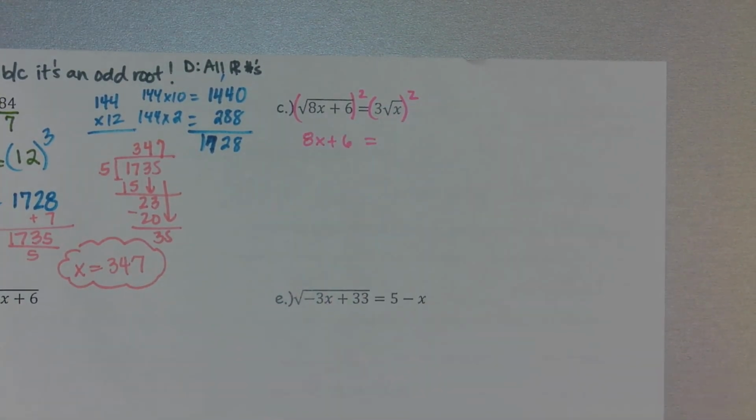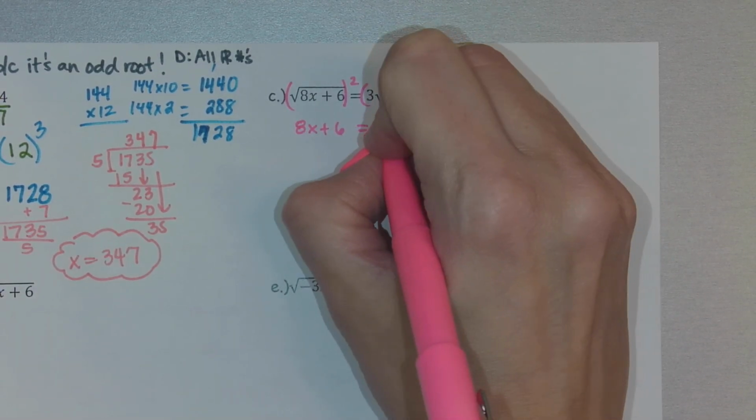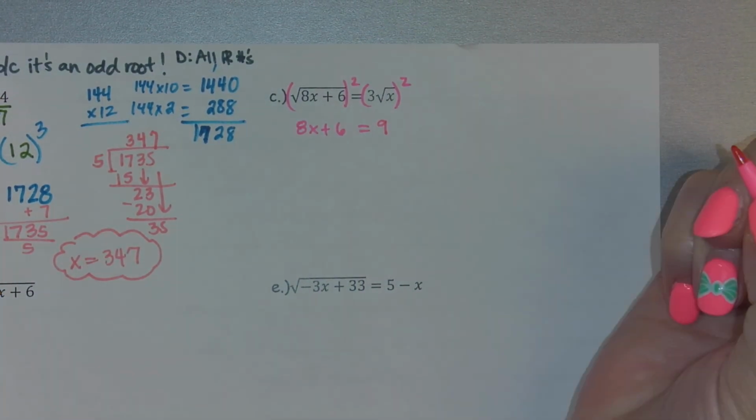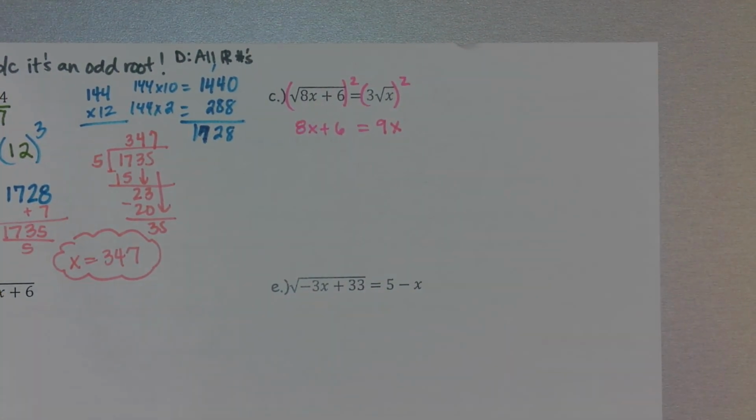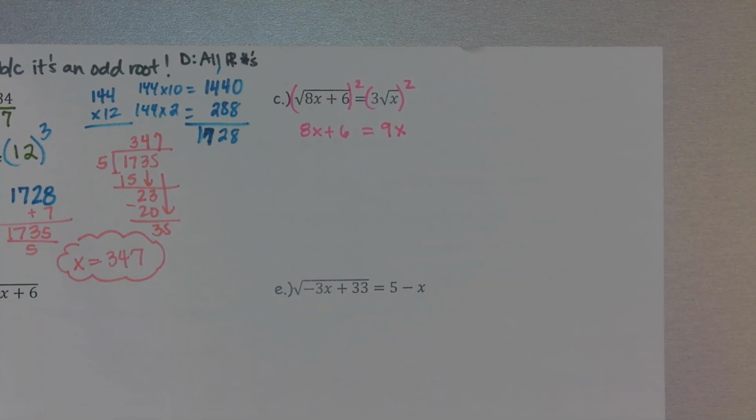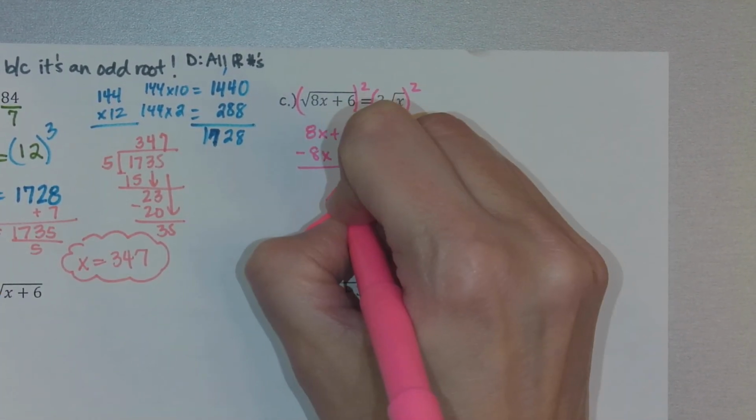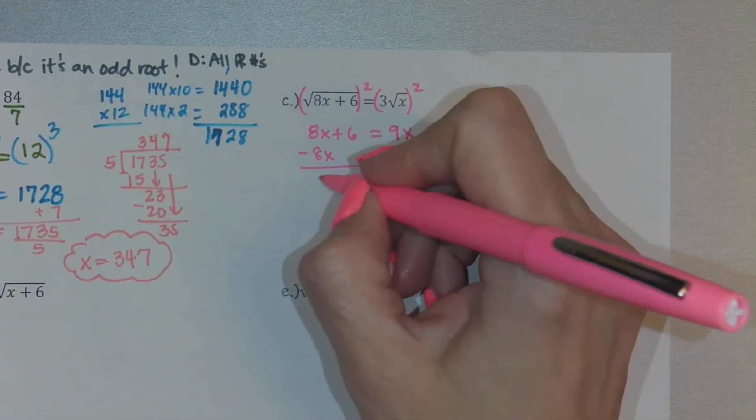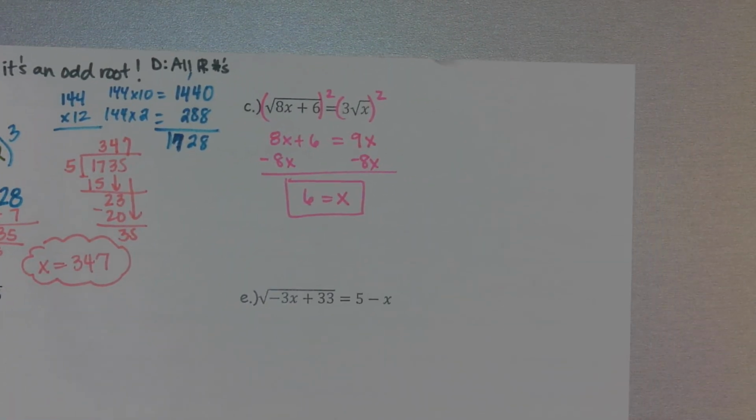On this side, you can think of this multiple ways. You can think of it as 3 root x times 3 root x. Okay, that might be helpful. Or you can square the 3. 3 squared is 9. What's root x squared? X. So it's just 9x. Okay, so you have to square both of them. Okay, then we can get all the x's on one side. You end up with x equals 6. Okay, and then we do have to check it because it's an even root.